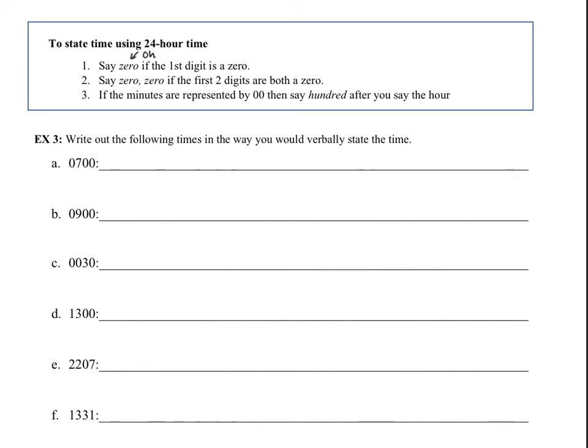Alright, for A, well, the first option we might have, because we have that 0 there, would be 0. And then I see the 7, so that's going to be 7. And we have those double zeros at the end, so we would say 100. Or the other option would be 0700.